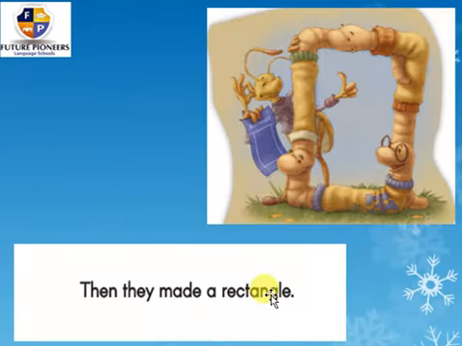Turn the page. Then they made a rectangle. Can you see this is the shape of a rectangle? As you can see here, they are just resting. They are not jumping or walking or running. They are resting in their place, but they are also forming a shape with their body. So, how many shapes do we have now? Three. Circle, square, and the rectangle. Will they add any more?